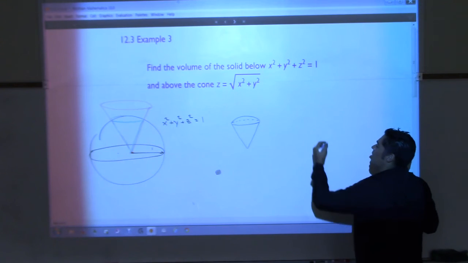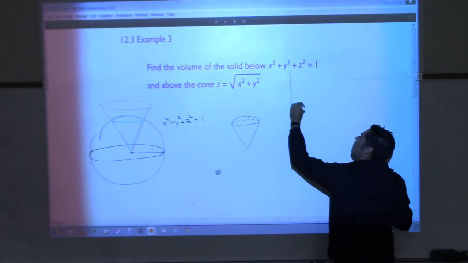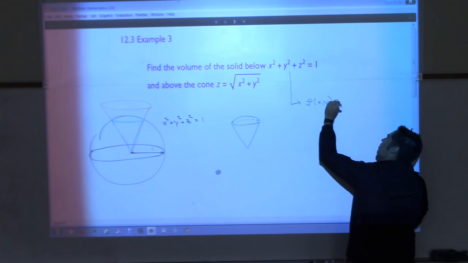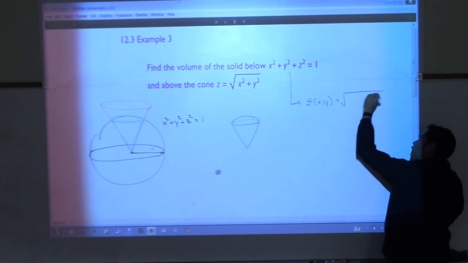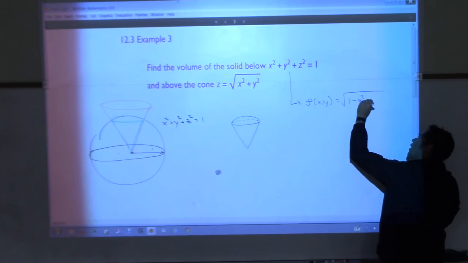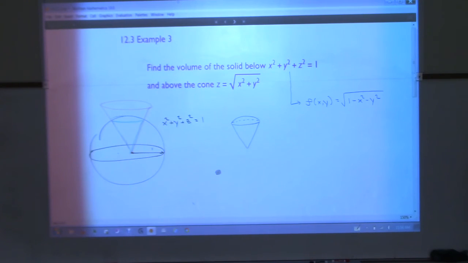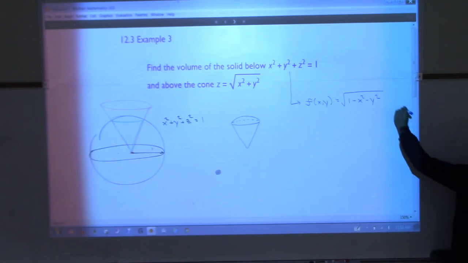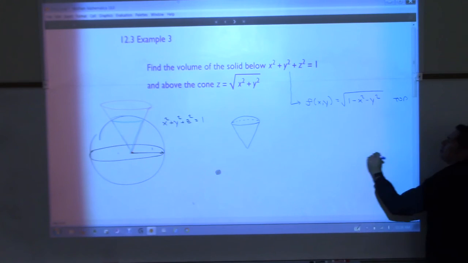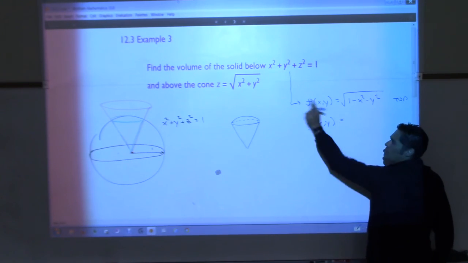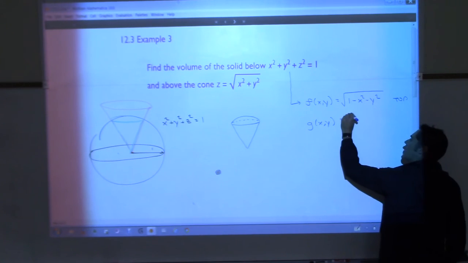Okay, so let me label this one as our top function. I'm going to call it f of x y. This would be equal to the square root of 1 minus x squared minus y squared. So I just moved x squared and y squared to the other side and took the square root. That was me solving for z, right? This is my top function. Now the bottom function, g of x y, is the cone solved for z, but it already is.